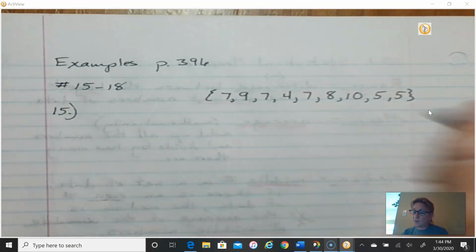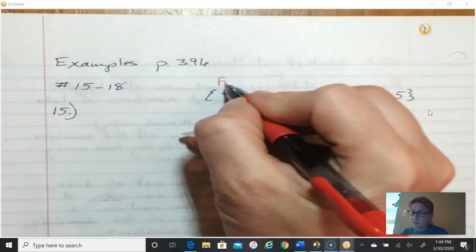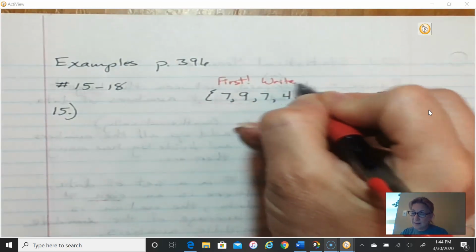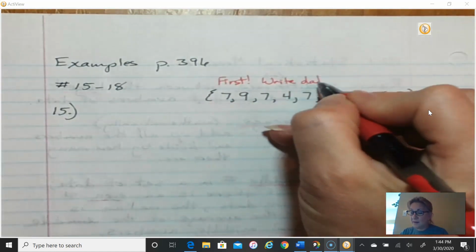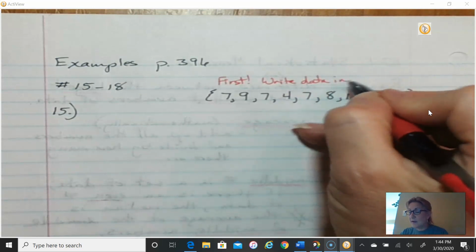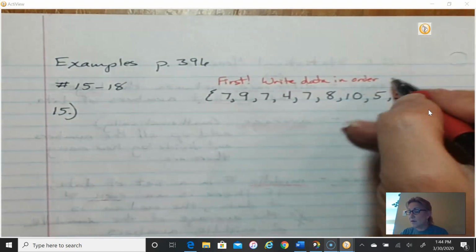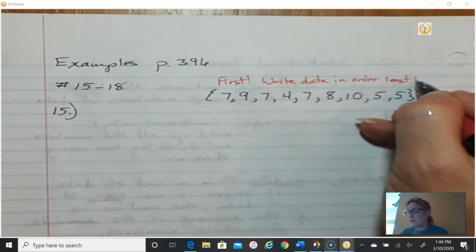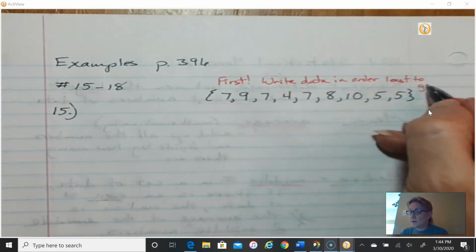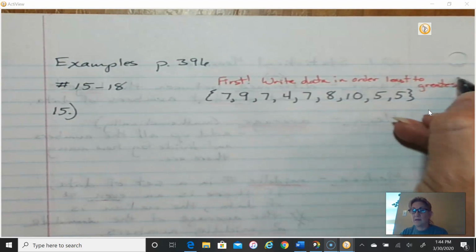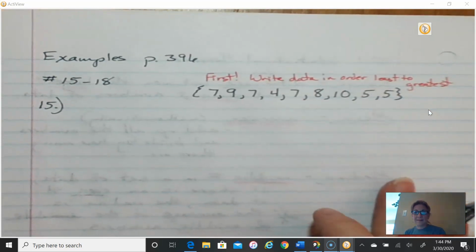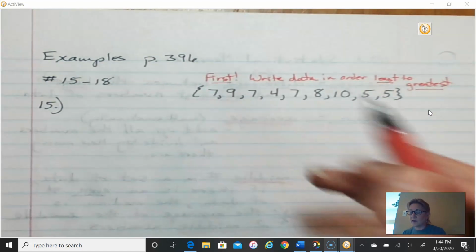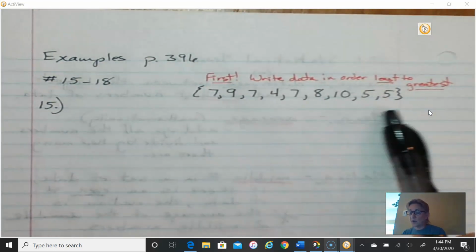You need to first write the data in order from least to greatest. Least to greatest. This is first. So let's go ahead and rewrite this.